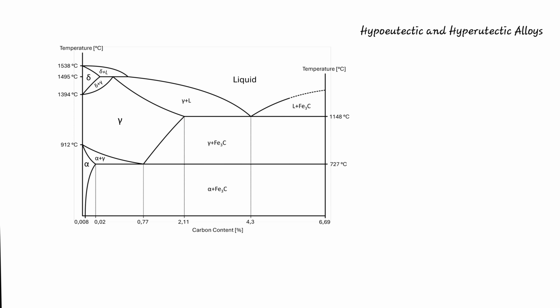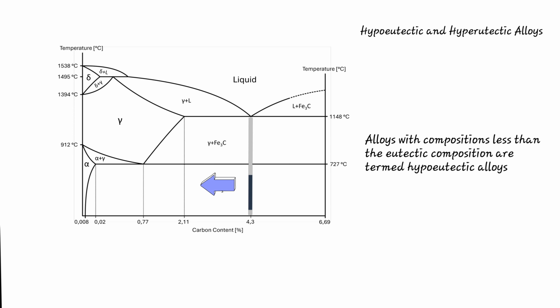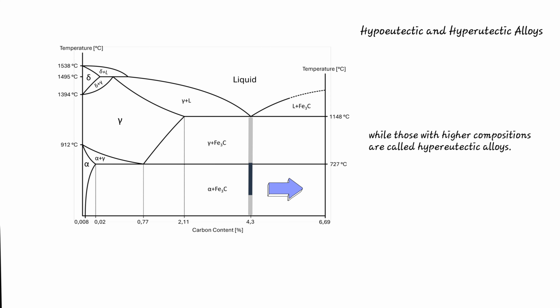Hypoeutectic and hypereutectic alloys. Alloys with compositions less than the eutectic composition are termed hypoeutectic alloys, while those with higher compositions are called hypereutectic alloys.